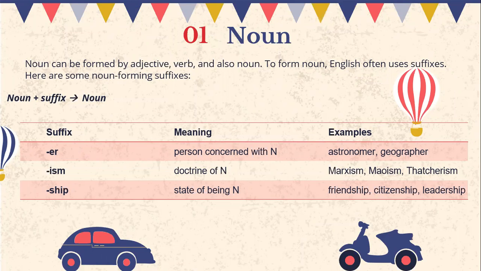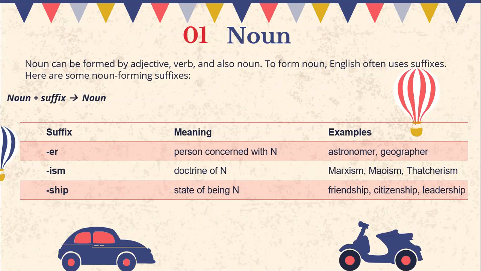The table above shows suffixes which are added to a noun to form a new noun. For example, the suffix er, which means person concerned with the noun. For example, astronomer, which has the base astronom and is added by the suffix er, then it forms a new noun. The second is the suffix ism, which means doctrine of a noun. For example, Marxism, which has the base Marx, and it is added by the suffix ism to form a new noun, Marxism.